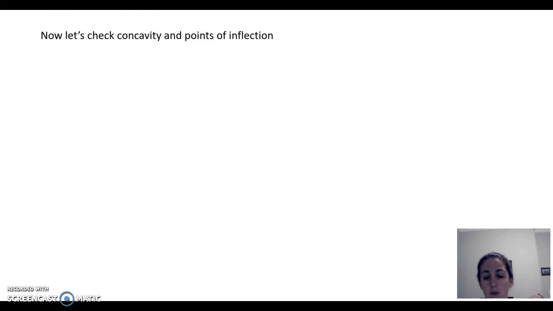Now let's talk about concavity. So remember, our function is concave up where the second derivative is positive, and we're concave down where the second derivative is negative. So we're going to need to take the second derivative. Now look at this function, this derivative. I went ahead and distributed the negative there. And what do you notice?